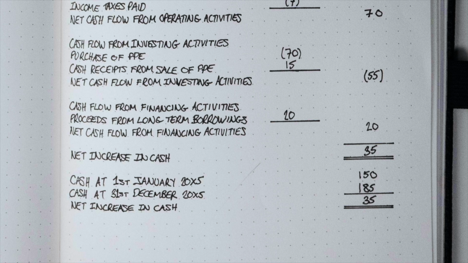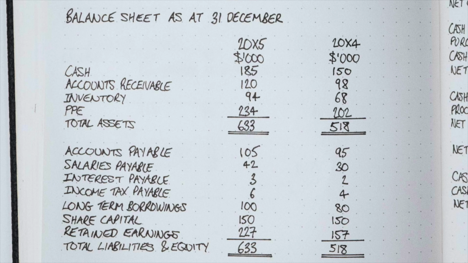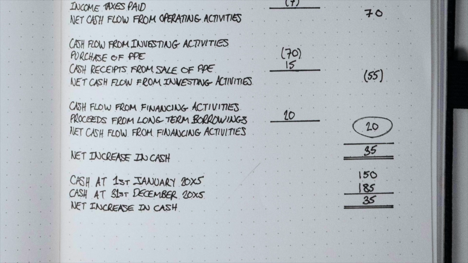In this case, we're dealing with lenders because we have proceeds from long-term borrowings of $20,000, and the number is very simple to calculate. We take the closing balance of long-term borrowings in the current year balance sheet of 100 and we take away the closing balance from the previous year of 80. 100 less 80 is 20. So we have a net cash inflow of 20,000 from financing activities.